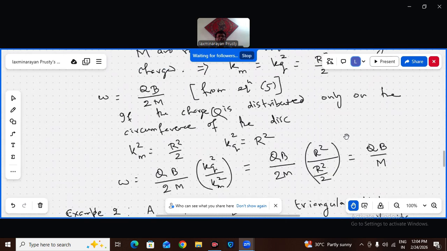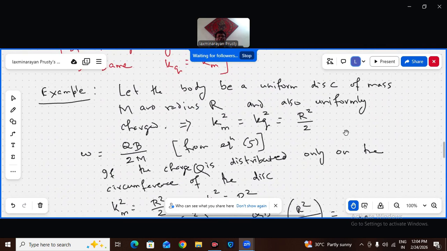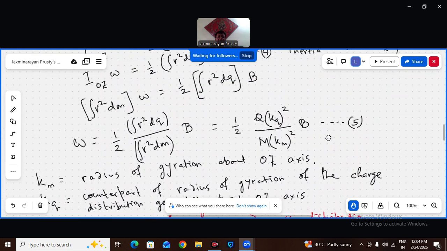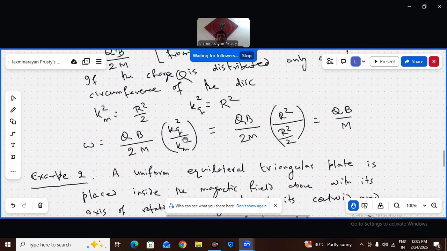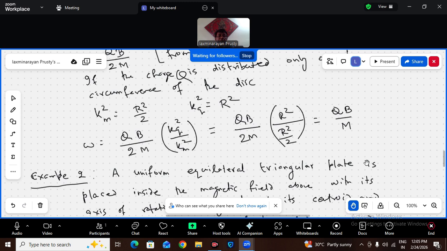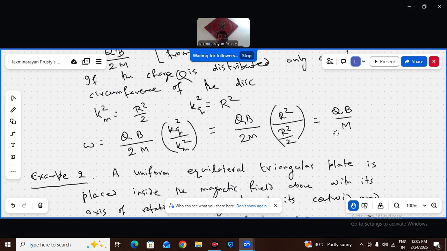Now apply the equation number 5. Very simple. This is not discussed in your books, but this will make things very simple. qb by 2m into kq square by km square. Thus that I am using qb by 2m kq square by km square. kq square is r square, km square is r square by 2. So 2 goes off, so 2 cancels. So this becomes qb by m. Okay.